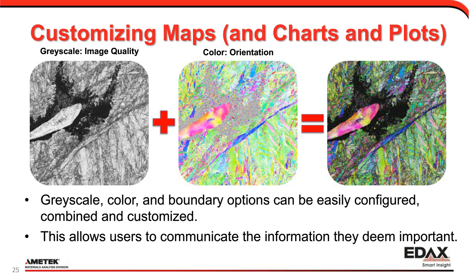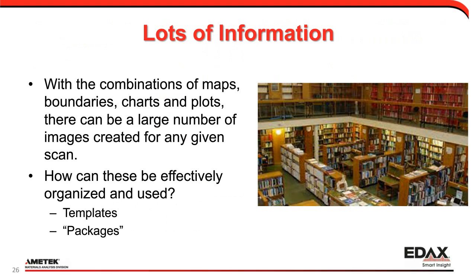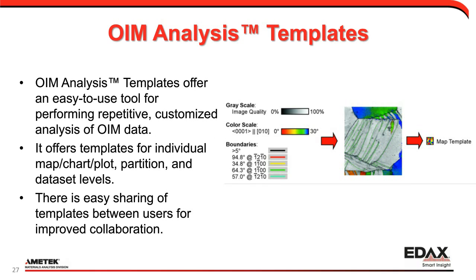So once we have that, we get to the idea of there's lots of information. So when you start looking at the different combinations, you can get lots of different outputs. So to me, the next question comes out to be, how can we effectively organize and use this information? And so I'm going to talk about templates, and I'm going to talk about what I've just termed packages. So the first important concept are what we call OIM analysis templates.